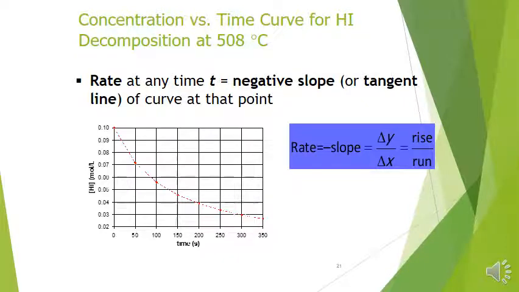Okay, concentration versus time. So what we have here is our graph. Rate at any time equals the negative slope, or tangent line, of the curve at any point. So this is where we'd use instantaneous. The rate is the minus slope, and you can do it instantaneously, and this is where you might want to use calculus, or you could do it simply using rise over run. So you could take any point here, beginning point, end point, and do average or instantaneous using these methods.